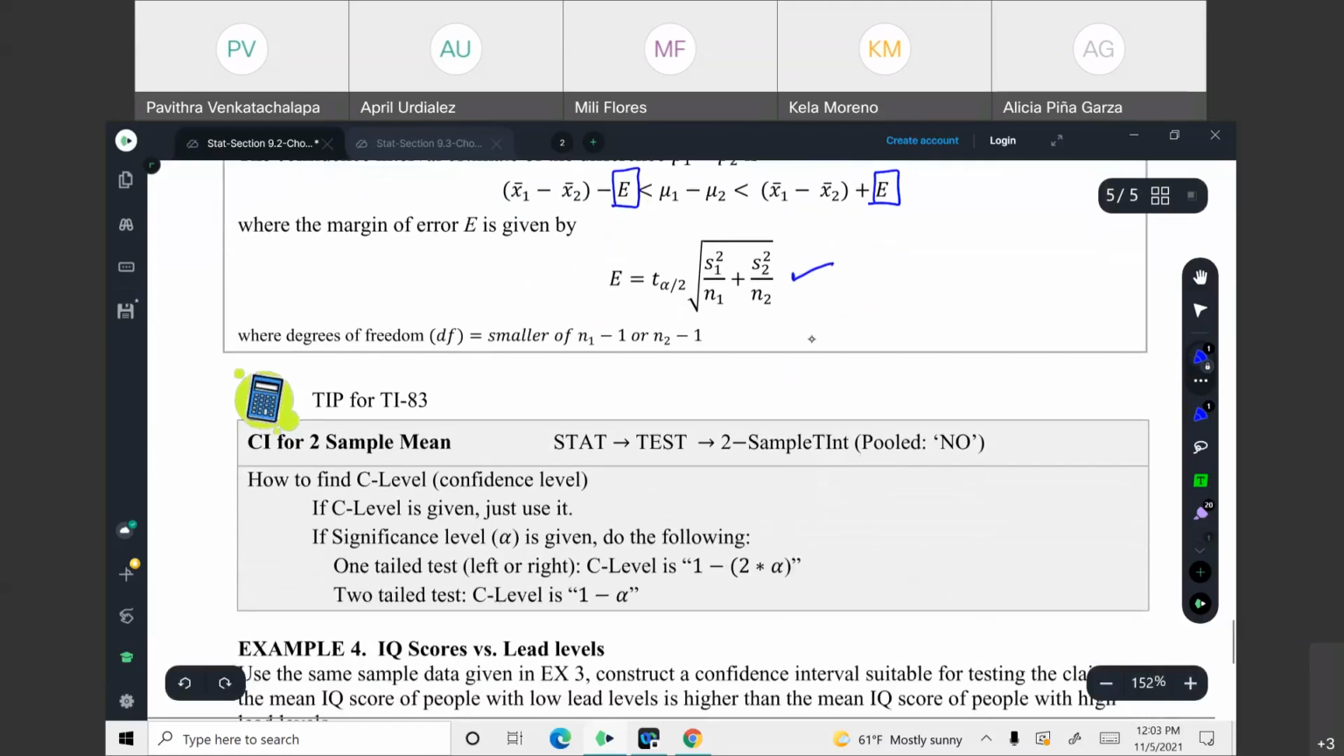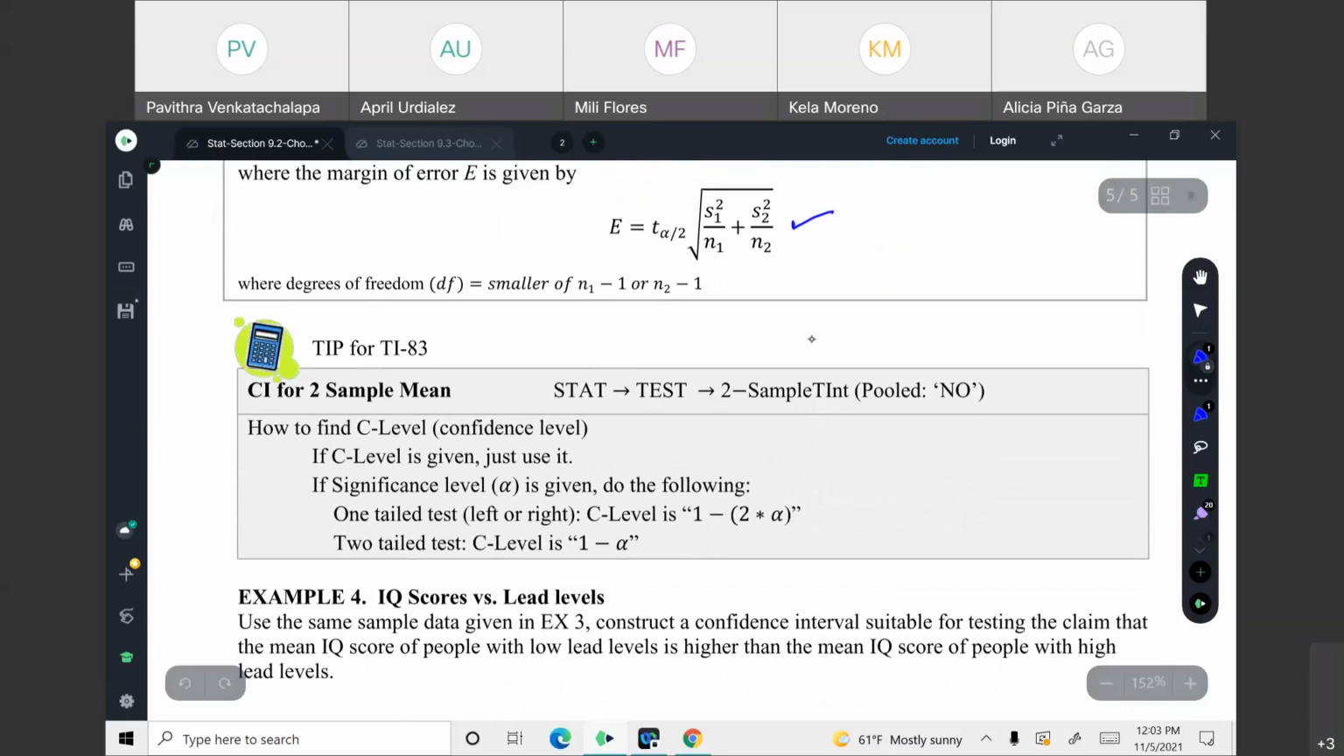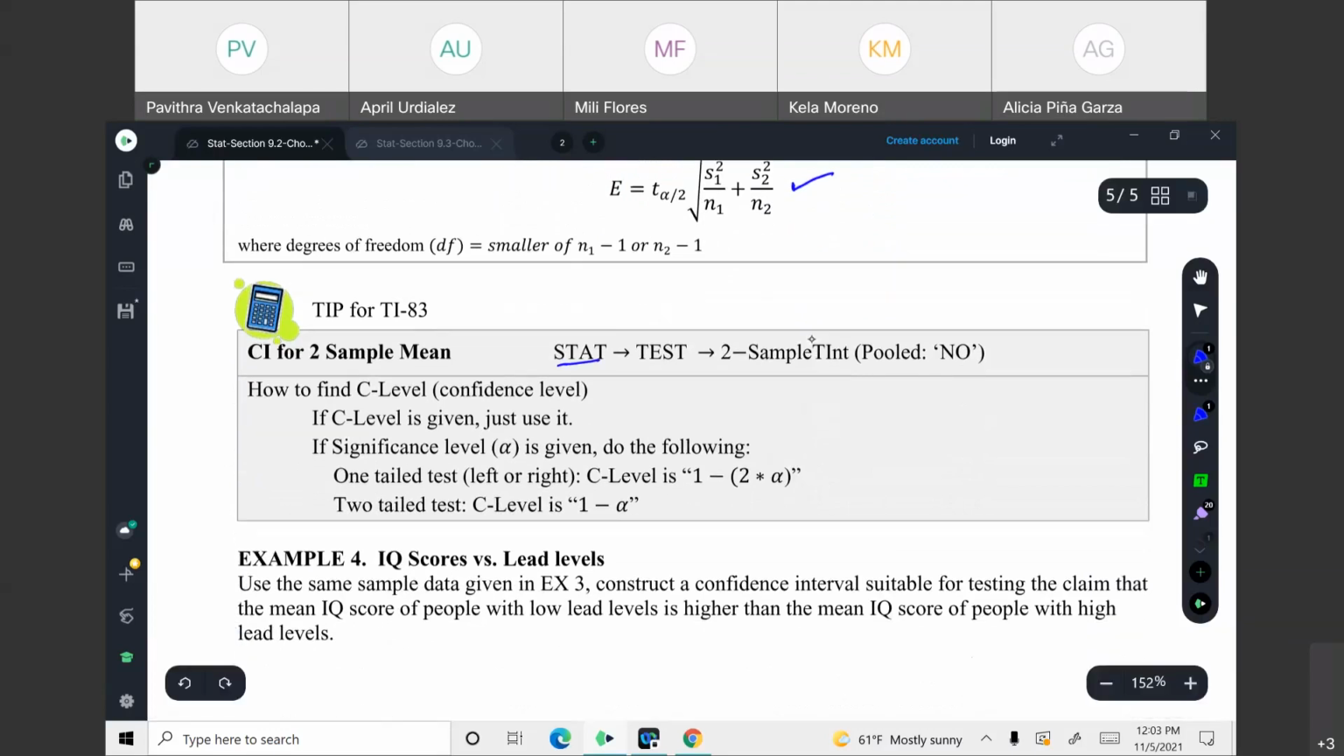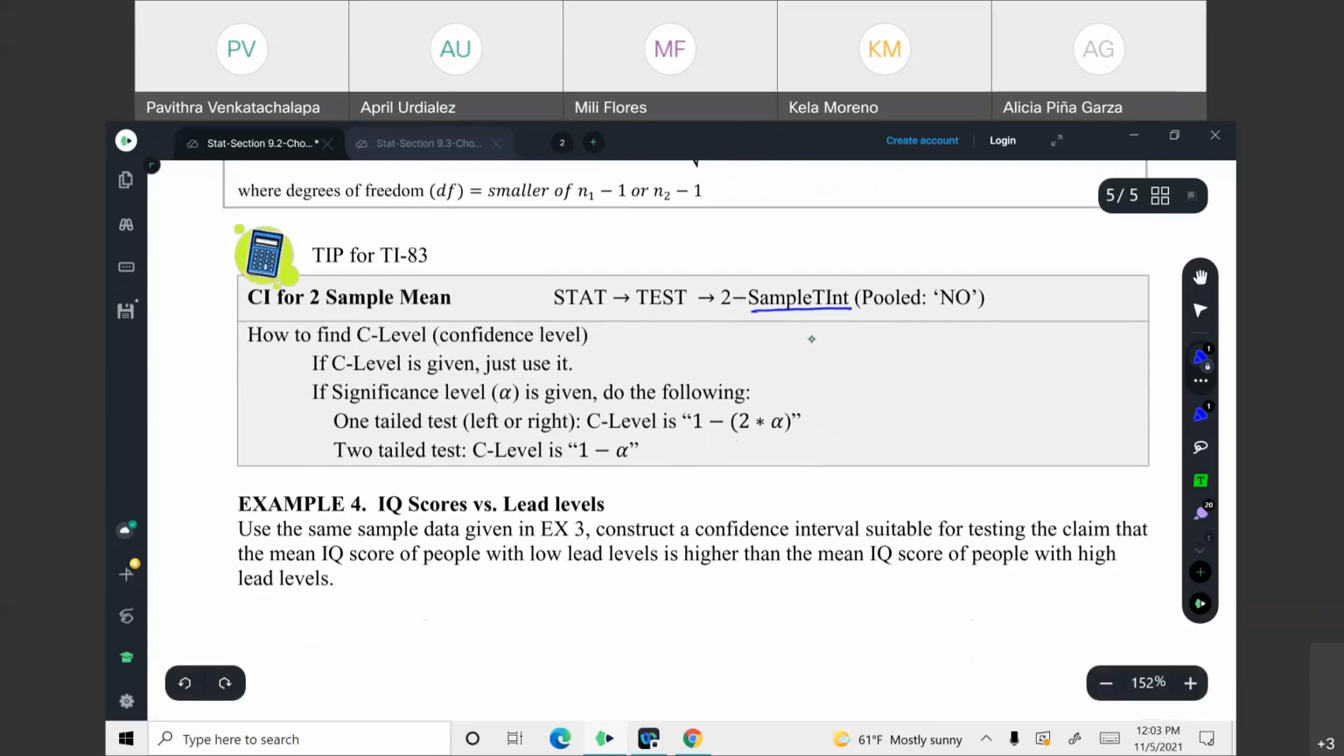You can also do this with a calculator. Go to stat, test, and you can just click on the second button. This is for TI-83. I'm not sure if the steps are the same for TI-84. You can use sample t interval, and then you just have to mention the confidence level, and that will give you the confidence interval. So this is one way of doing it in the calculator.